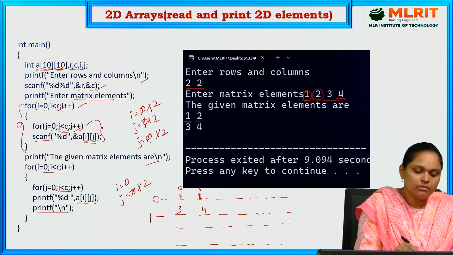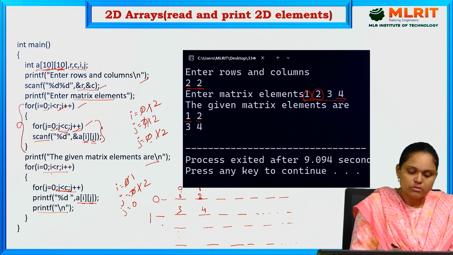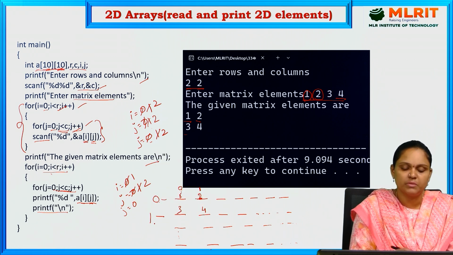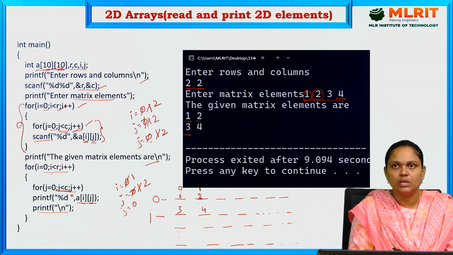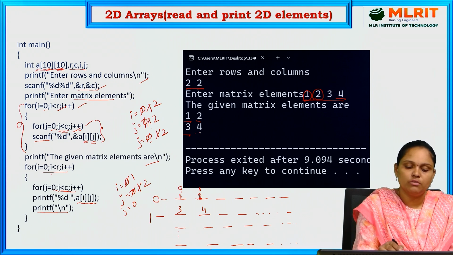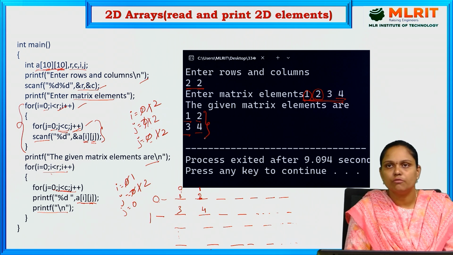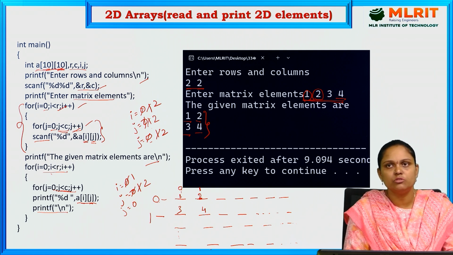And next the i value will be incremented to 1. So 1 less than 2, the condition is true, and the loop is repeated. So j is equal to 0, yes. So we are printing with i value 1 and j 0: the first row index and 0th column index, that is 3. So the 3 value gets printed, and for first row index and first column index, the 4 value will get printed. So in this way we are reading the 2 by 2 elements and printing those 2 by 2 elements in matrix form. By using the index values and two for loops, we are reading and printing those matrix elements.